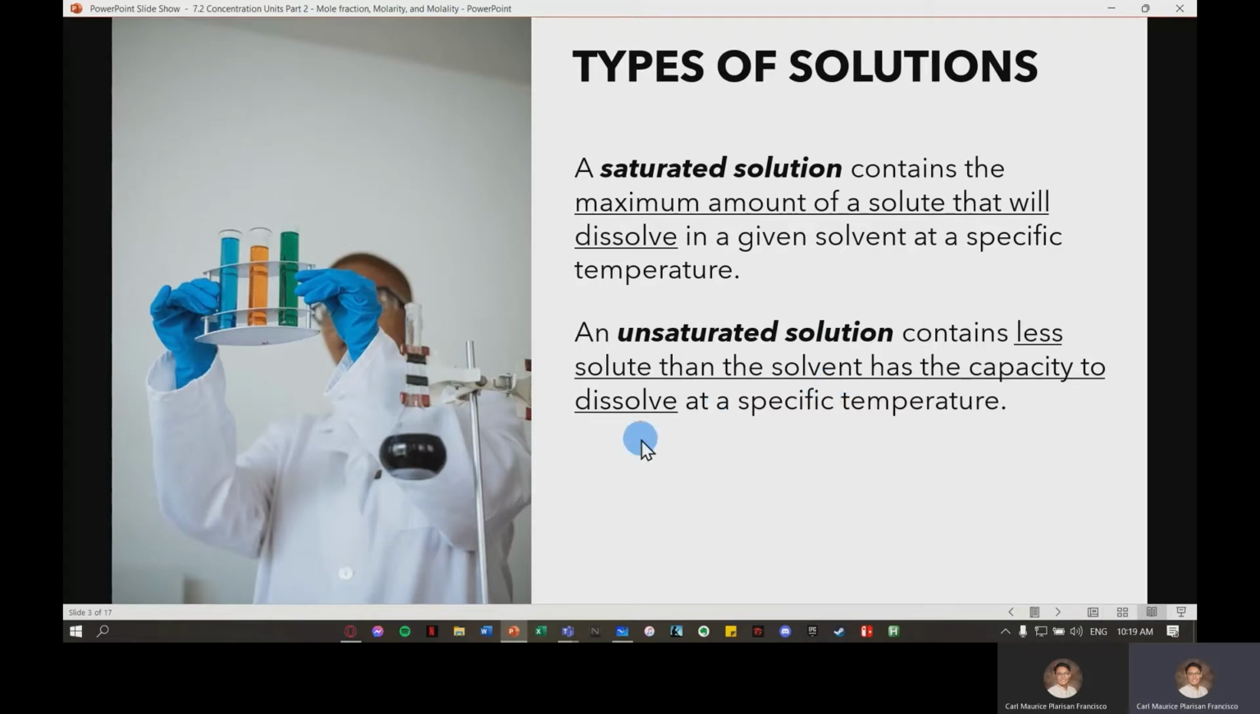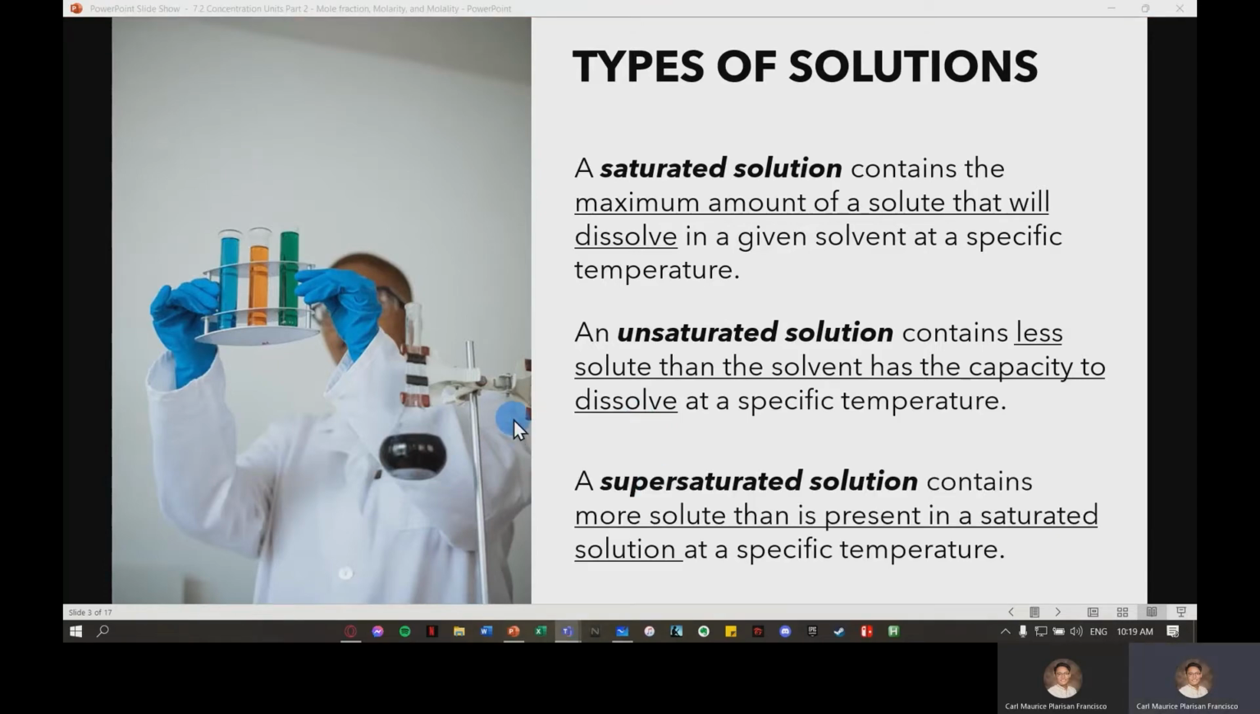Halimbawa, balikan natin ang isang solvent ay kayang makapag-dissolve ng 5 grams. At nilagyan natin ng solvent na ito ng 2 grams. Kung ang maximum ay 5 grams at naglagay tayo ng 2 grams, hindi naabot ang kapasidad. Less solute than the solvent has the capacity to dissolve. Therefore, unsaturated.